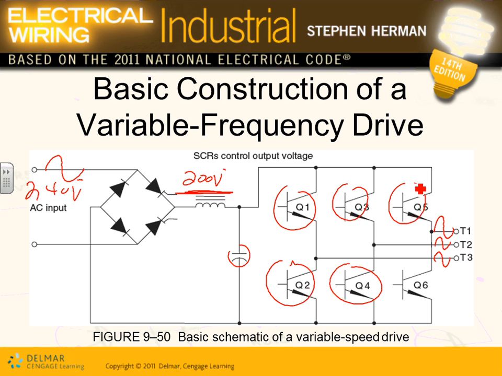Why would you do that? Why would you do something like this? Why would you take AC and, instead of dumping it to an AC motor, convert it to DC and invert it back? Because when you convert AC to DC, you can control the speed.